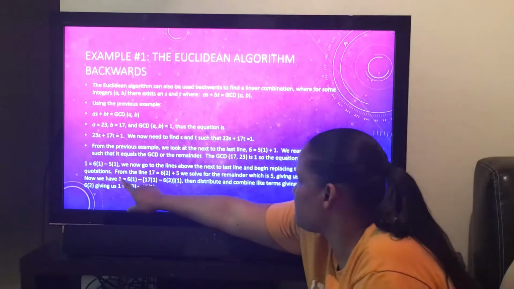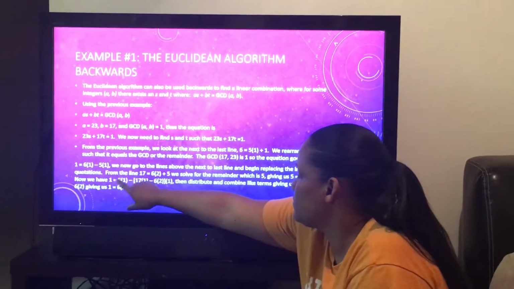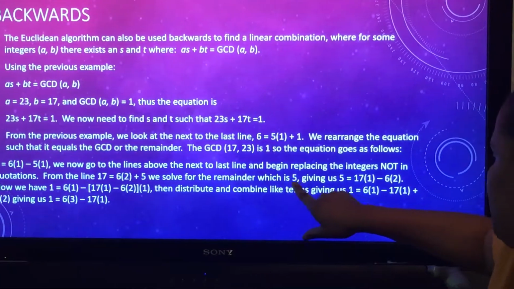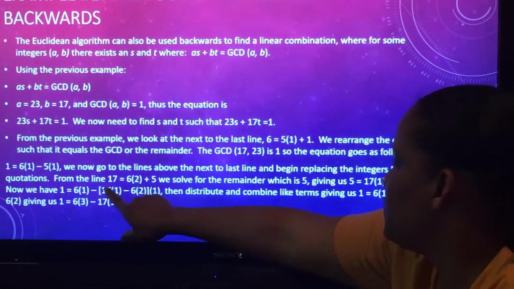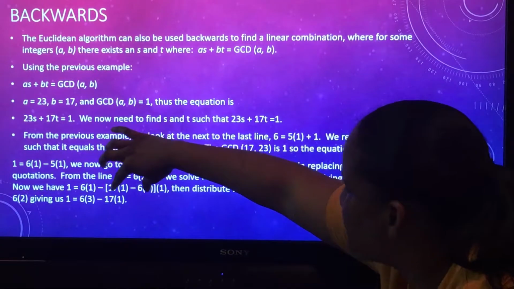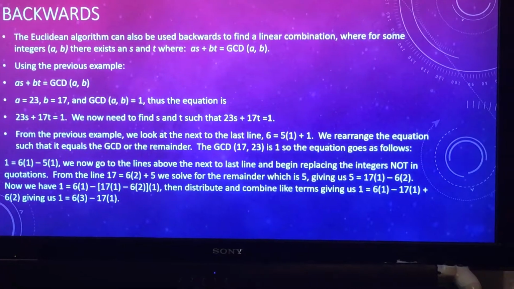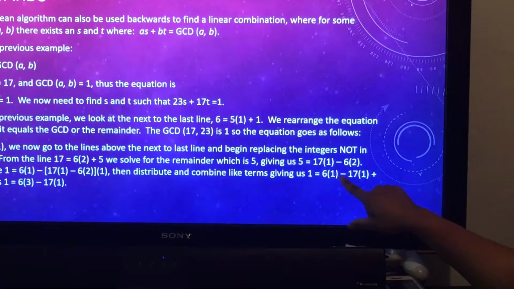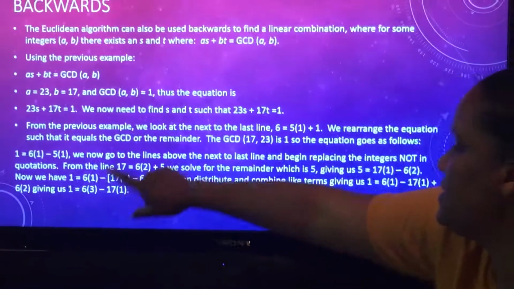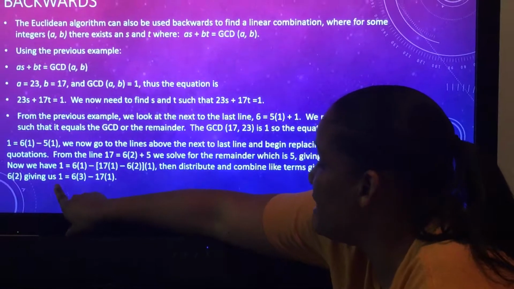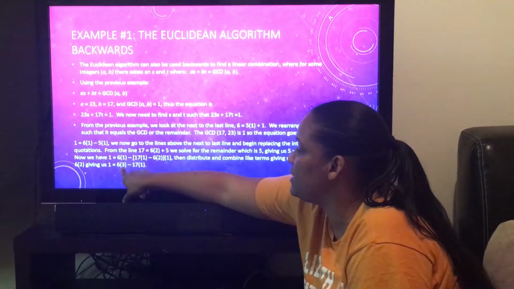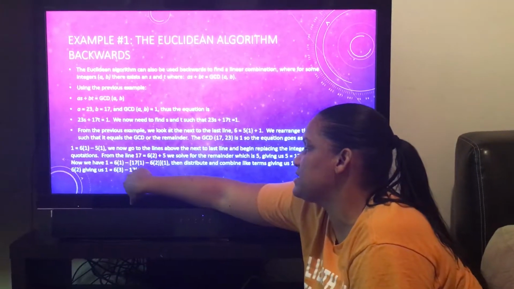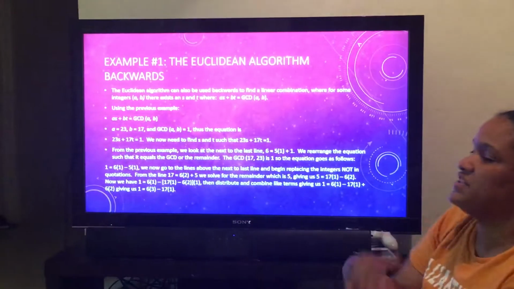So now we have 1 equals 6 times 1 minus, and we're going to replace 5 with this equation right here. We substitute in for 5 and leave our 1 on the outside. We then distribute and combine like terms, giving us 1 is equal to 6 times 1 minus 17 times 1 plus 6 times 2. That gives us 1 is equal to 6 times 3 minus 17 times 1. And if you actually work this out, it is true: 18 minus 17 also gives us 1. But that's just the beginning of the equation.